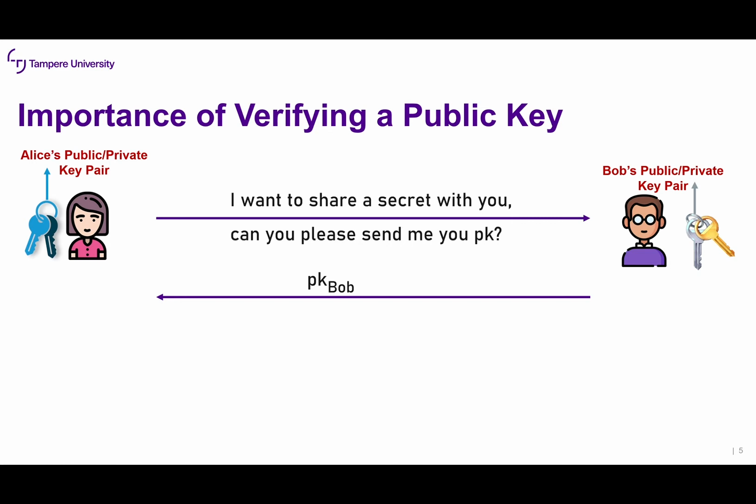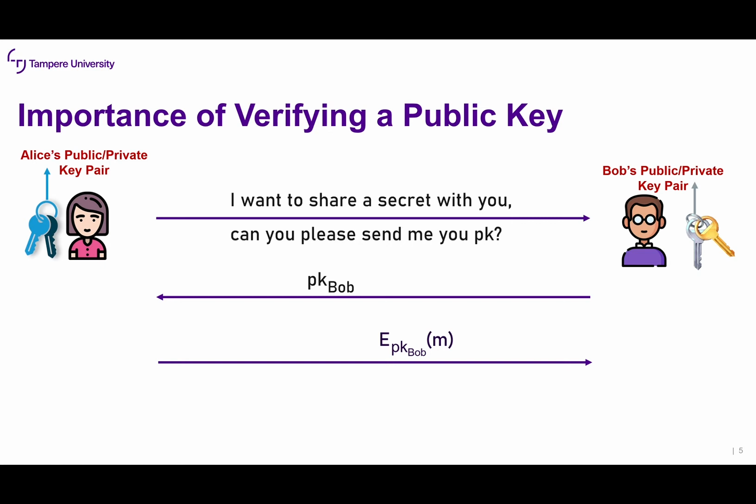Now, upon reception, what would Alice do? Simple, she uses an encryption algorithm, to which she gives as input the message M, the secret that she wishes to share with Bob, as well as the public key that she received earlier in the previous step. This will result in an encrypted version of M that will be sent to Bob. So all good till now.